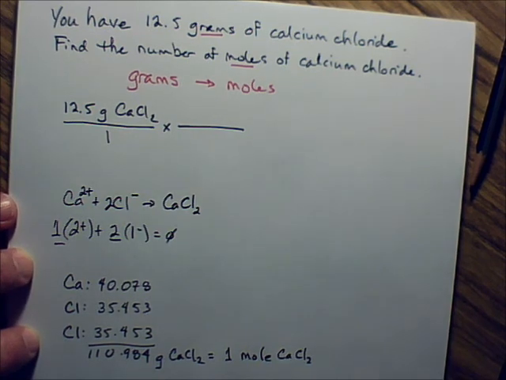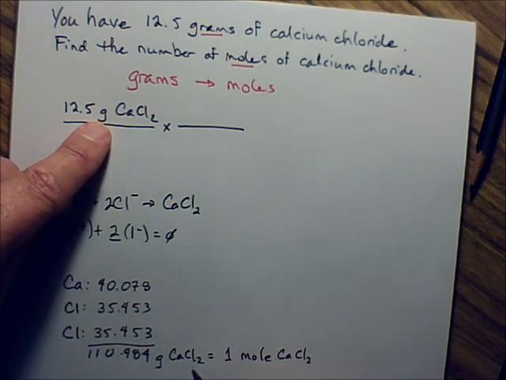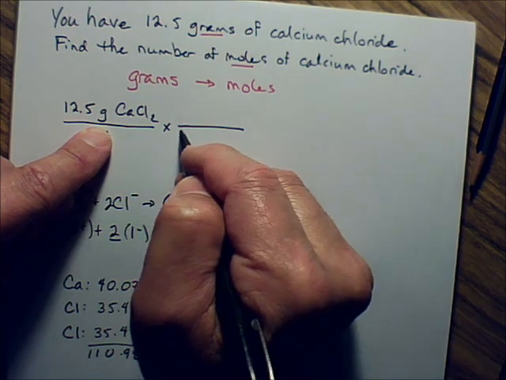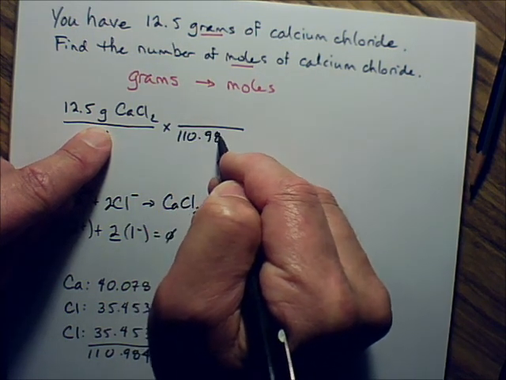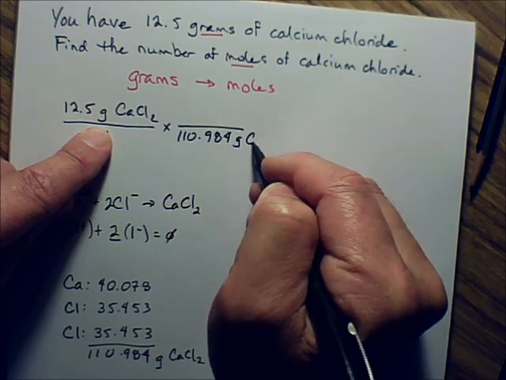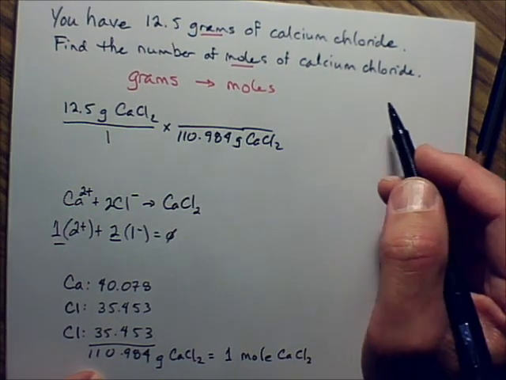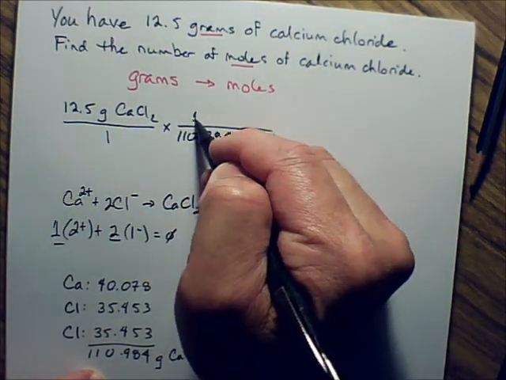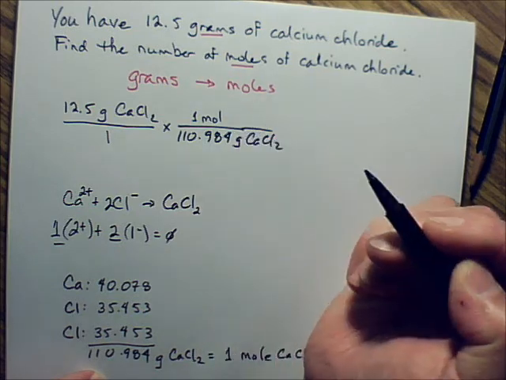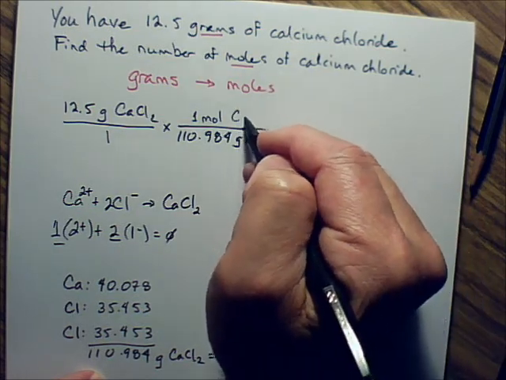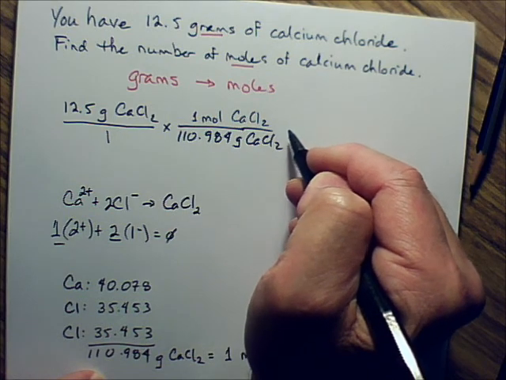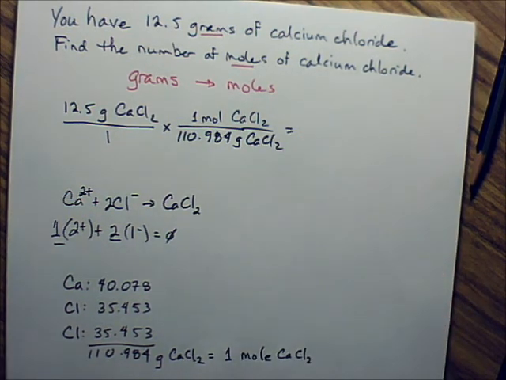Left side is going to go down there because it matches the units and species of the previous part of the problem. Okay? So we put 110.984 grams of calcium chloride on the bottom. What goes on the top? 1 mole. But you can't just say 1 mole. You've got to say what it belongs to. Calcium chloride. Okay. We're almost ready to do the math.